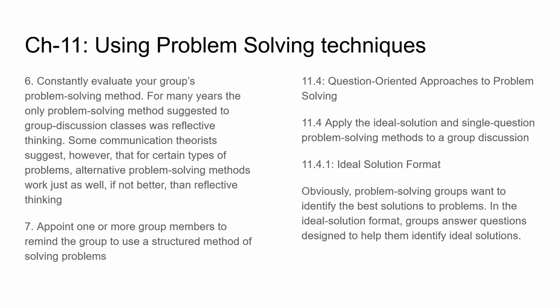And then 11.1, we got the ideal solution format. Remember, ideal means almost like perfect. What's your ideal person, ideal car, ideal house? Obviously, problem-solving groups want to identify the best solutions to problems. So in the ideal solution format, groups answer questions designed to help them identify what would be the best solution, period. It would be ideal, right? Because obviously you always want to do that if you can. But if it's impossible, then you have to move to lesser alternatives, right? But just figure out that that's the highest best idea. It'd be ideal, right?